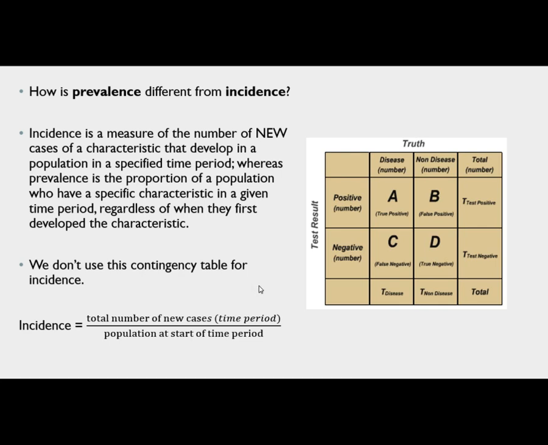So how is prevalence different from incidence? Incidence is a measure of the number of new cases of a characteristic that develop in a population in a specified time period, whereas prevalence is the proportion of a population who have a specific characteristic in a given time period, regardless of when they first developed the characteristic. We don't use this contingency table for incidence. The incidence is the total number of new cases in some time period over the population at the start of that time period.